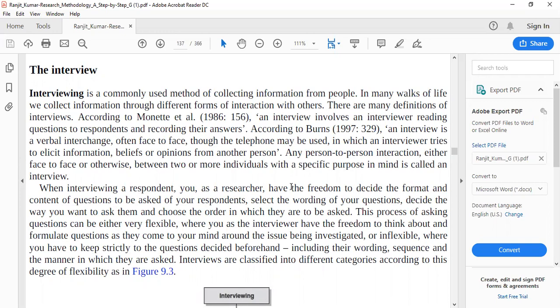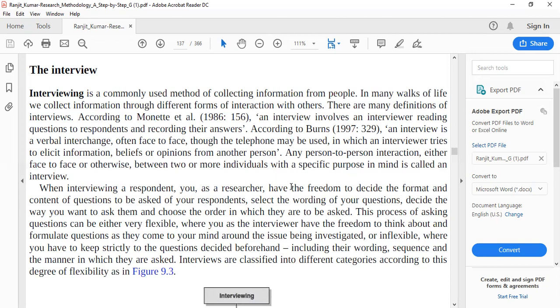So when a researcher is interviewing a person, they have the freedom to choose the questions. They have the freedom to ask probing questions. That is, if they are not sure what the person has answered, they can ask another question. And they can make themselves clear by asking multiple questions regarding their own views. This is how it's more flexible.